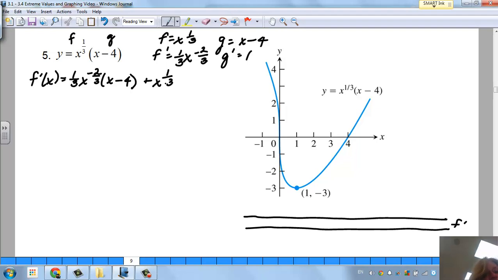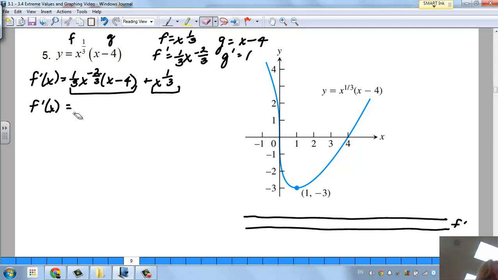Now, you know that I always want you to factor before we put this equal to 0. If you look here, I have a term right here and a term right here. And I can see that I can take out an x to the negative 2/3 there. And that 1/3 is going to have to stay right where it is. So I have f prime of x, and I'm going to factor out an x to the negative 2/3. Well, you know what we're going to do?